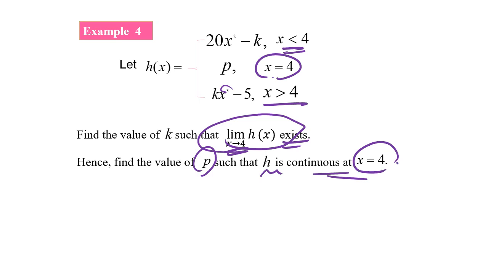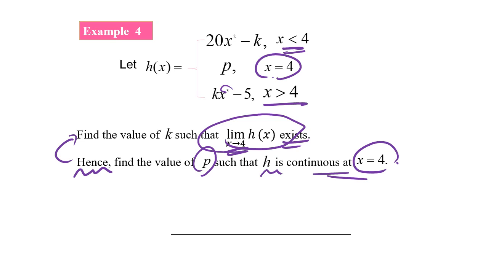So now we have two parts of the question. The first one, we want to find the value of k. The second one is to find the value of p. Hence, means that we have to use the result from the first part of these questions. So, the limit of h(x) exists as x approaches 4. So, we need to find what is the limit of h(x). The limit of h(x) exists if the limit from the left-hand side is equal to the right-hand side.